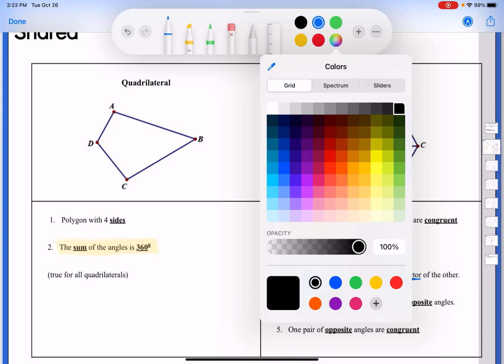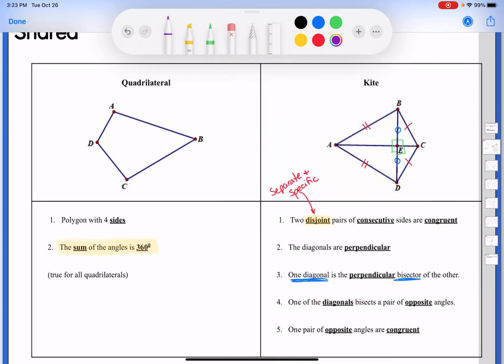The next one, number 4, says that one of the diagonals bisects a pair of opposite angles. So by opposite angles, we really mean the opposite angles of the original kite. So I can see here that this original angle BAD is split exactly in half by that diagonal. And same thing up here. So that one diagonal, AC, is bisecting that pair of opposite angles of the kite, so BAD and BCD.